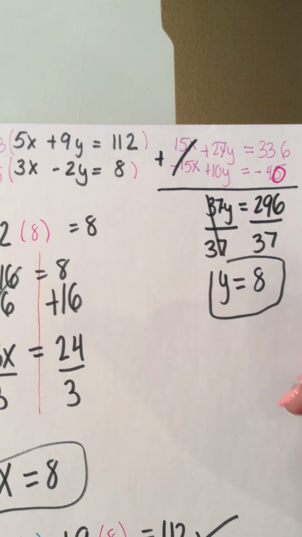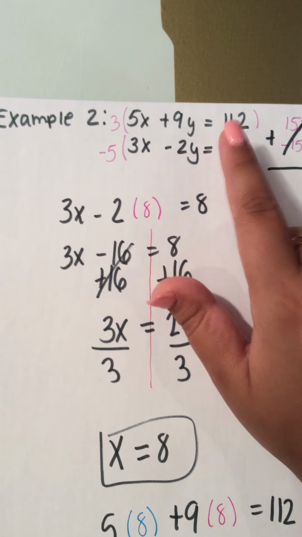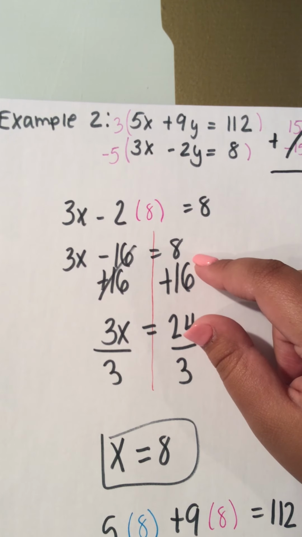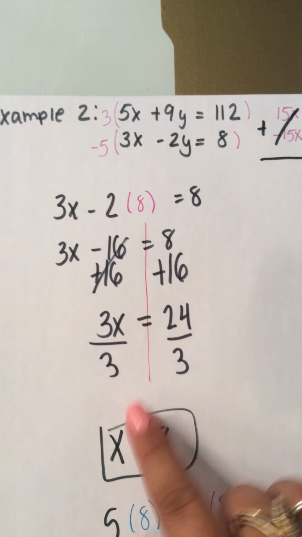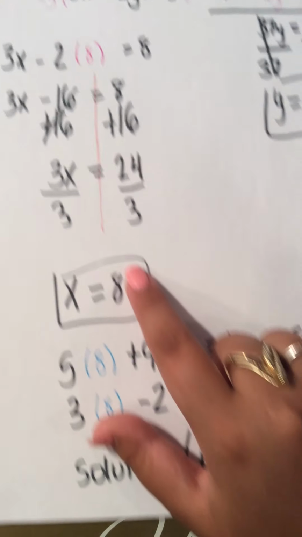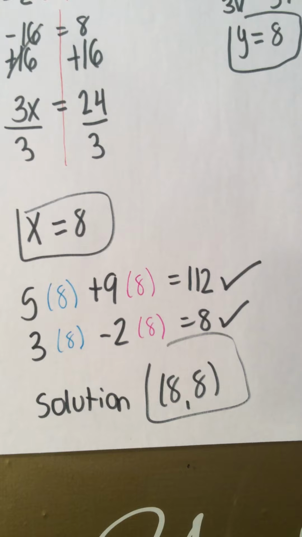Once you get one variable by itself, solve for it. Once you have that variable solved for, plug it back into one of the original equations. Doesn't matter which one, just pick whatever one that you like. Once you plug it in, solve for that other variable. Then once you have both your variables solved for, plug it into the original equations. Make sure it works for both of them. If it doesn't work for both of them, you probably made a mistake up here. Okay, so always, always, always double check your work.